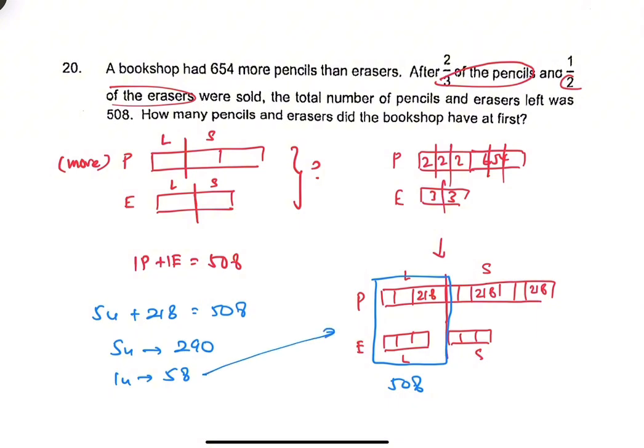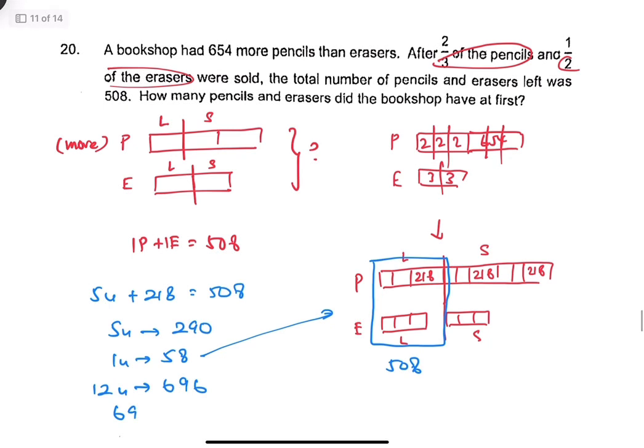They ask how many pencils and erasers did the bookshop have at first. They want a total. So looking at this, I have a total on the newer model, 5, 10, 12. I need to find 12 units first, which is all the empty units. So times 12, I'll have 696. And since there's 218, 218, 218, which is the 654, plus my 654, they will give me the total of the erasers and pencils. So plus 654, total is 1350. Sorry for the confusion in the writing, it'll be messy.